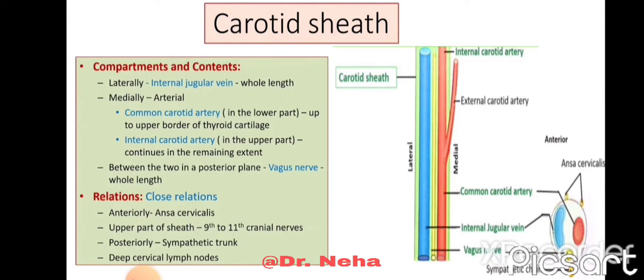Now the relations. Anteriorly it is related to the ansa cervicalis. In the upper part the sheath is crossed by the 9th, 10th and 11th cranial nerves. Posteriorly it is related to the sympathetic chain and the deep cervical group of lymph nodes.